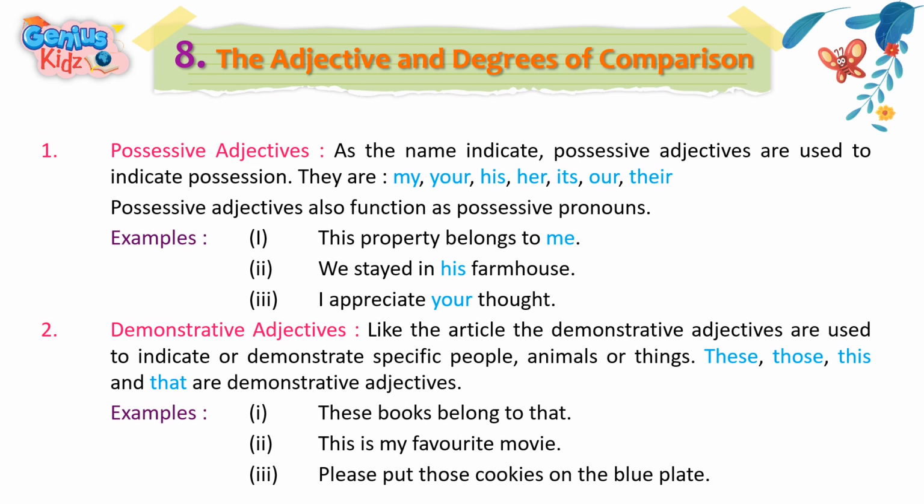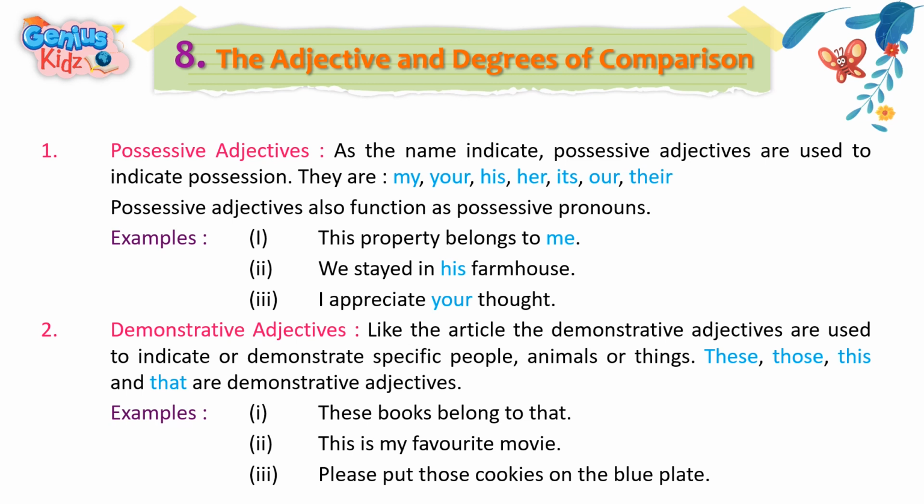1. Possessive adjectives. As the name indicates, possessive adjectives are used to indicate possession. They are my, your, his, her, its, our, their. Possessive adjectives also function as possessive pronouns. Examples: 1. This property belongs to me. 2. We stayed in his farmhouse. 3. I appreciate your thought.